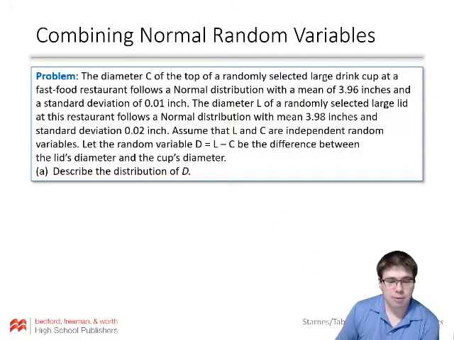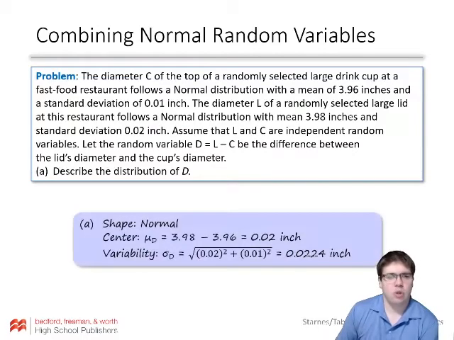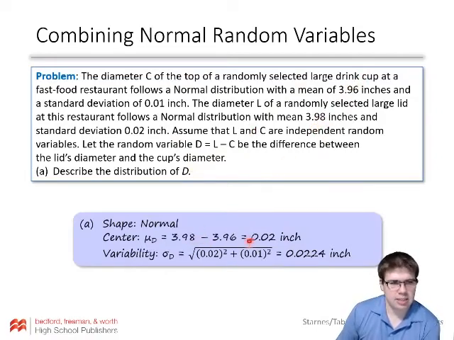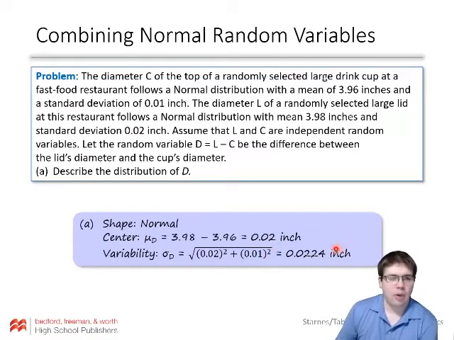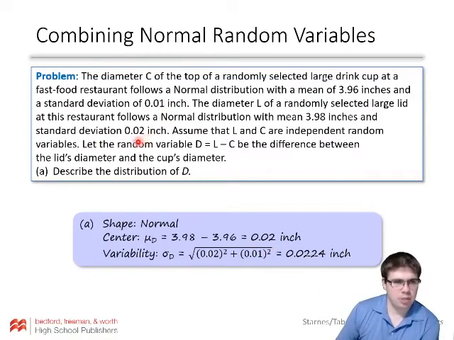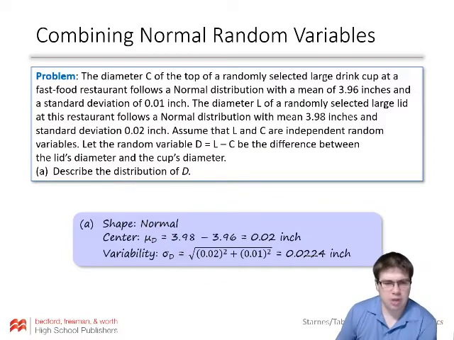So the shape: they're both normal and independent, so the shape will be normal. The center: we are subtracting, so we can subtract the mean, so 3.98 minus 3.96 to get an average difference of 0.02. However, the variances add, so we go 0.01 squared plus 0.02 squared and square root to get that standard deviation. So that's our shape, center, and spread of that distribution. We have a nice little normal distribution.